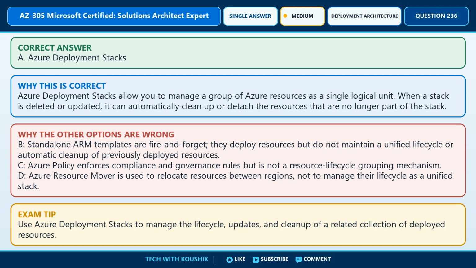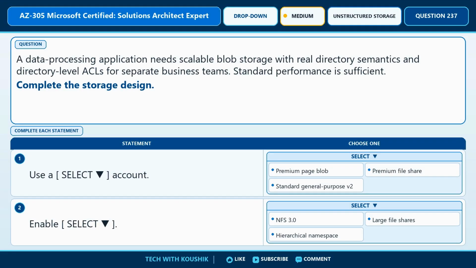Keep this examination point in mind. Use Azure Deployment Stacks to manage the lifecycle, updates, and cleanup of a related collection of deployed resources. Proceed to question number 237.